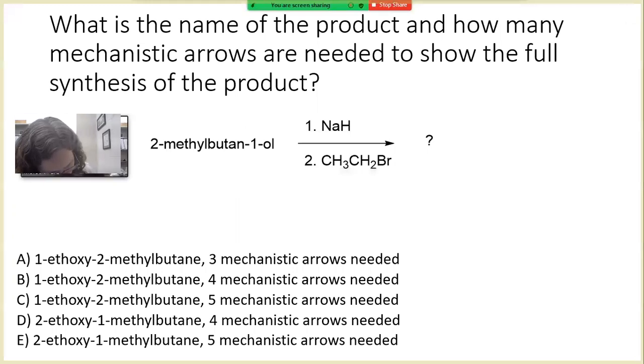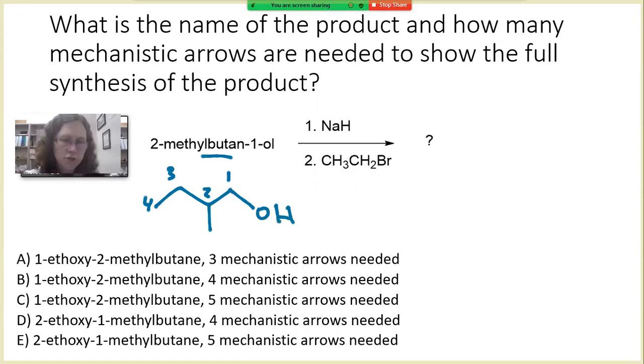So 2-methyl-butane-1-ol. So the parent name is butane. So I'm going to have a 4-carbon chain. I'm going to number it. The alcohol is on the 1 and the methyl is on the 2. So we have a primary alcohol as our starting material.